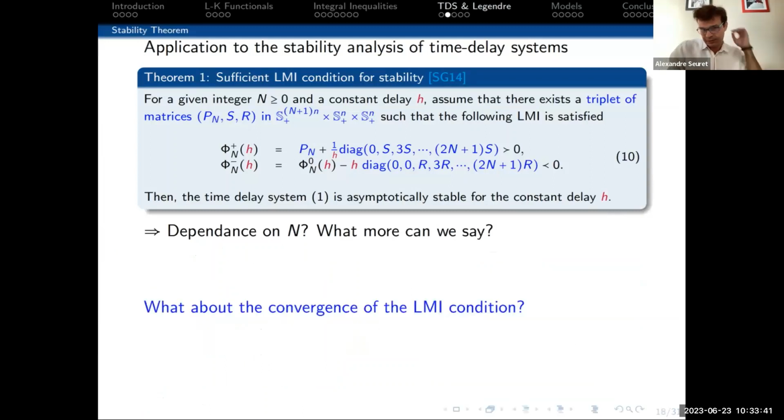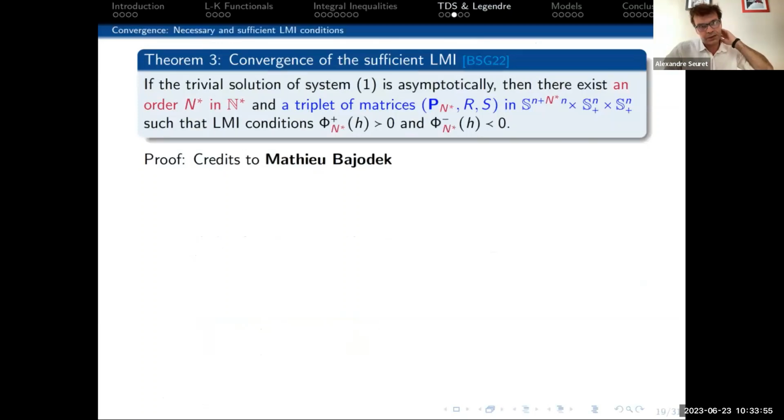So here we have shown that when you increase n, you get a larger stability region, but we do not say anything yet about the convergence of the LMI. And thanks to the recent work of Mathieu Bajodek, who was doing the PhD with us until last year, we have a theorem on the convergence of the sufficient LMI conditions. So how does it read?